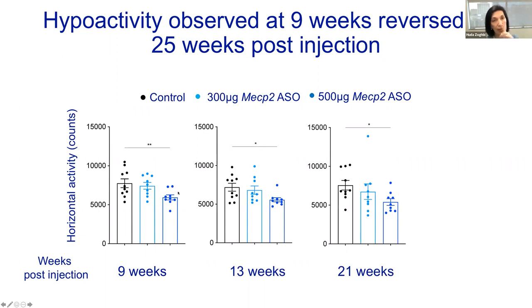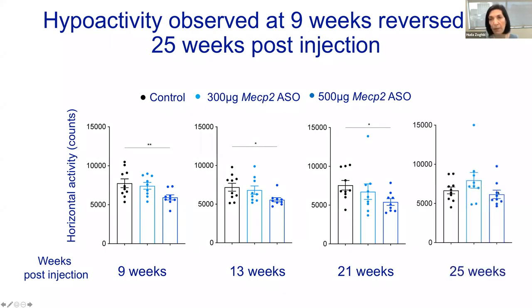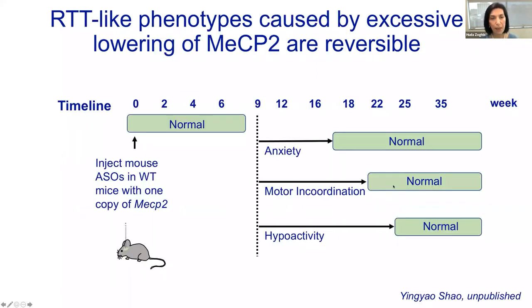Remember, the animals only had 1 dose. 21 weeks, you still see it at the high dose of ASO. And by about 25 weeks, it reversed. So features, just like the rescue happens at different times, features are reversed at different times. So I'm going to summarize the data here for you.